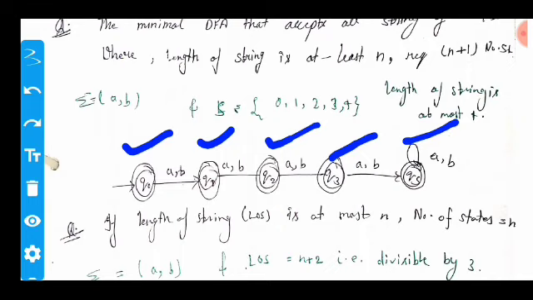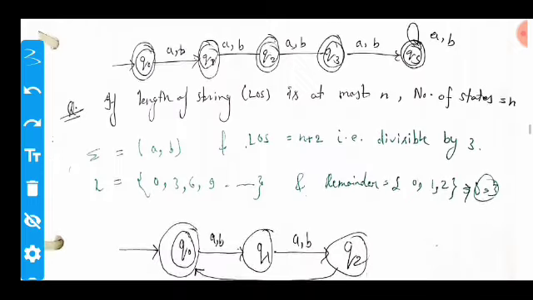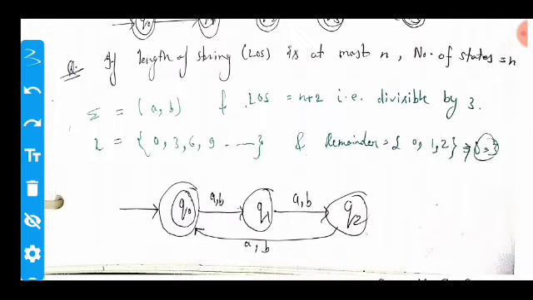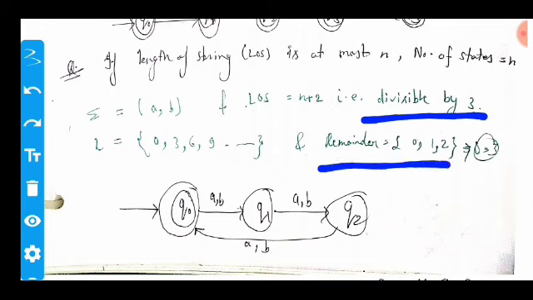Now come to the next question. If the length of the string is at least n, then the number of states is n, because here it is the divisibility of any number by n. For example, the remainder here is 0 to n minus 1. So we say that here the number of states is n.